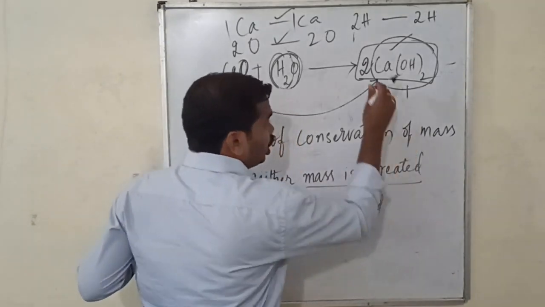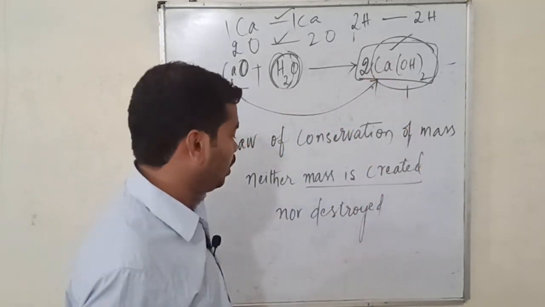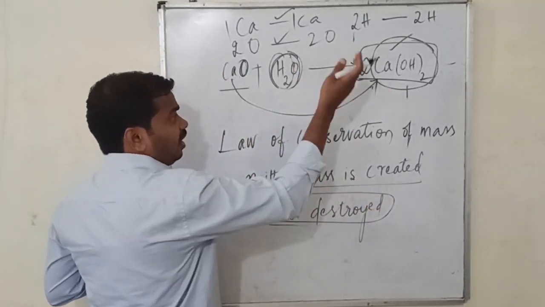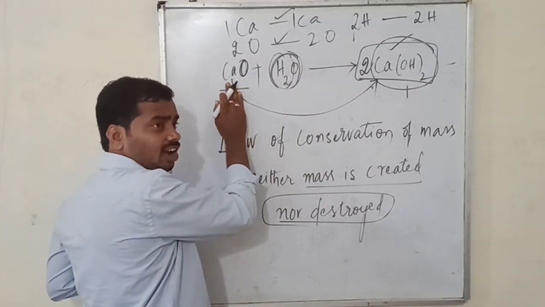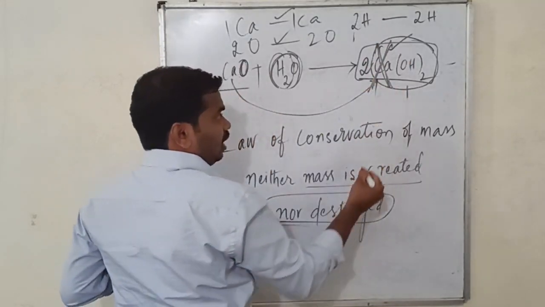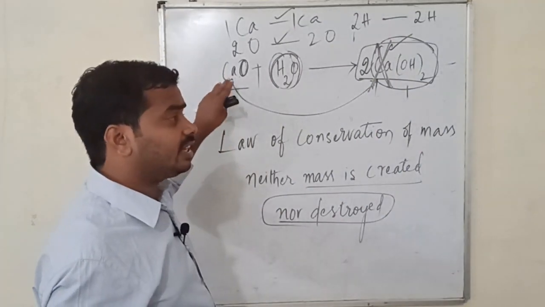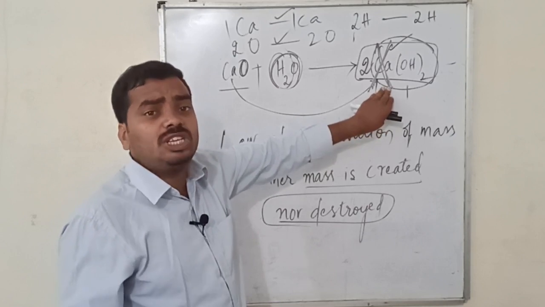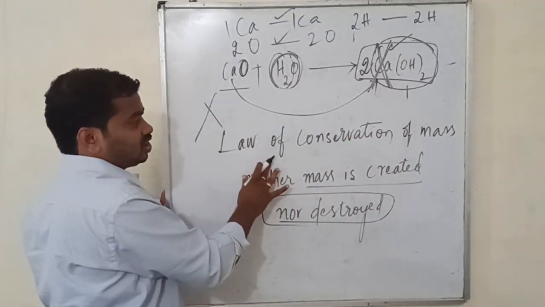So this says that no new extra calcium or extra oxygen would be formed, and this not destroyed says that if you take one calcium oxide ion here, and here the calcium disappears, it won't happen. If the calcium is taken on the reactant side, obviously on the product side there must be calcium. If the calcium is missing, that is not following the law of conservation of mass.